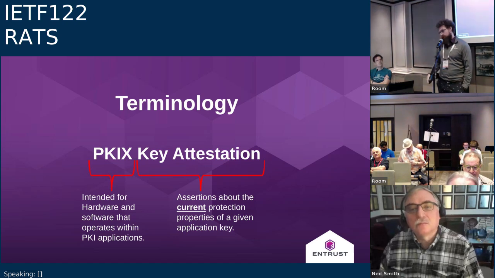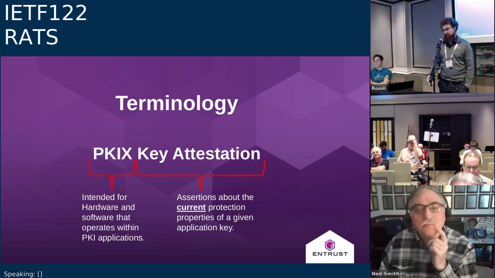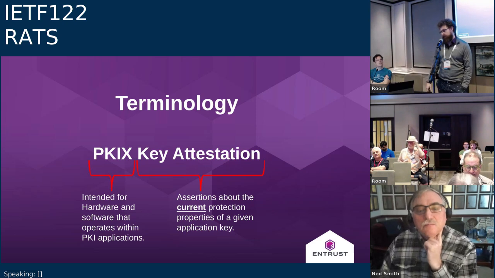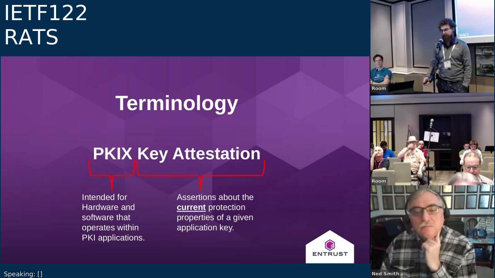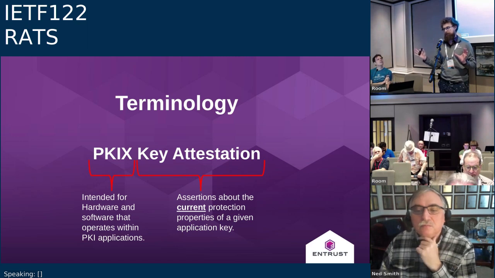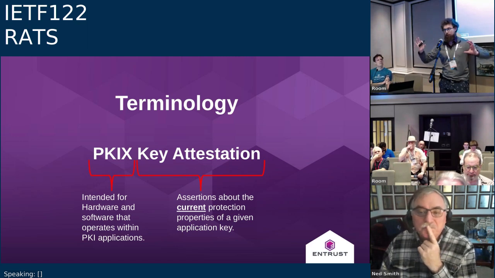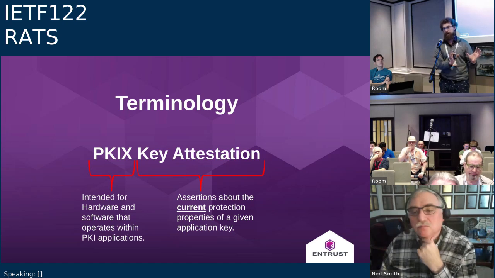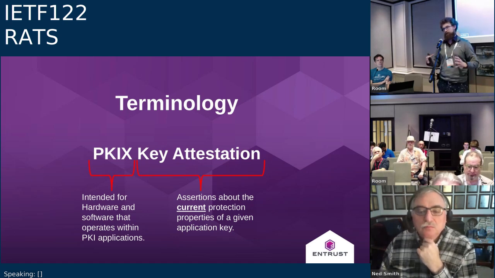Terminology, let's diagram a sentence. PKIX is intended for hardware and software that operates within PKI applications. Key attestation is assertions about the current protection properties of a given application key. So we are doing assertions about the protection property of an application key for hardware and software that operates within PKI applications. That is the domain we're trying to solve a problem within.